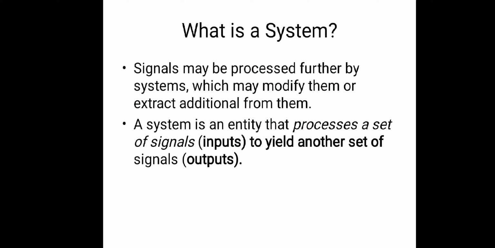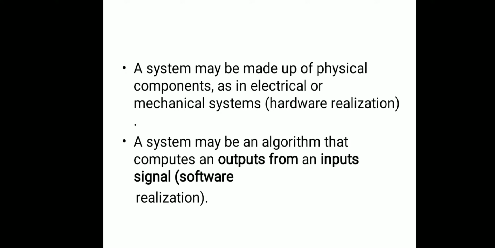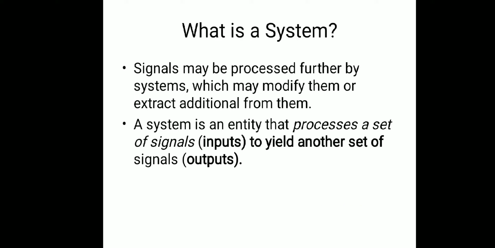So next, what is a system? By definition, a system is an entity that processes a set of signals to yield another set of signals. That is what a system is. In a simple way, a set of blocks which are interconnected, that we call a system.